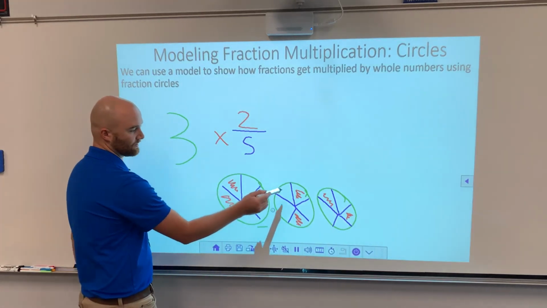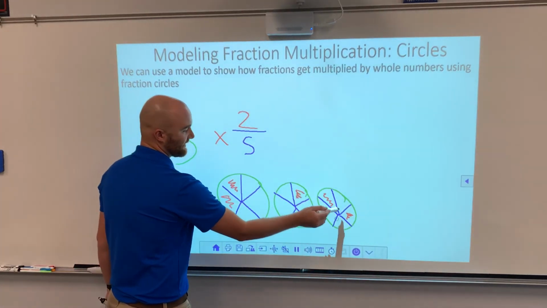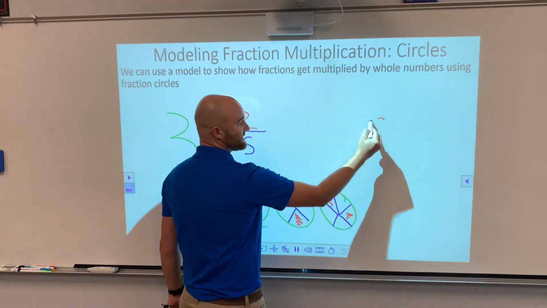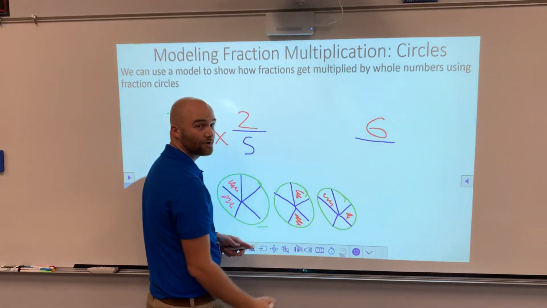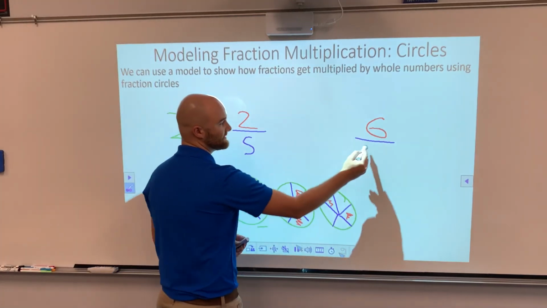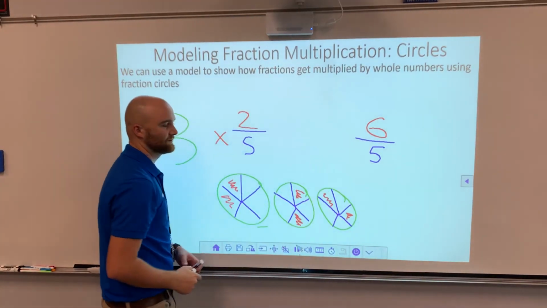To find our answer, we count up how many are shaded. 1, 2, 3, 4, 5, 6. I have 6 things shaded out of parts that were fifths. 6 fifths. There's our answer.